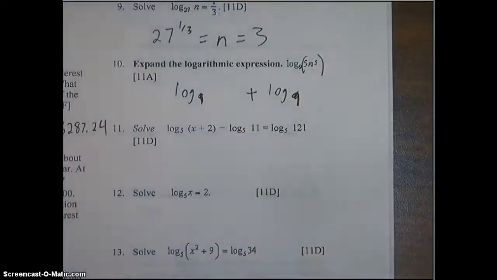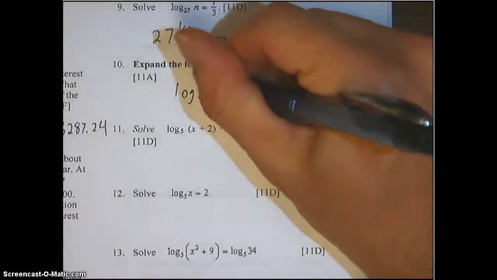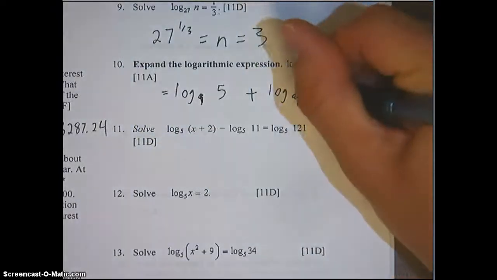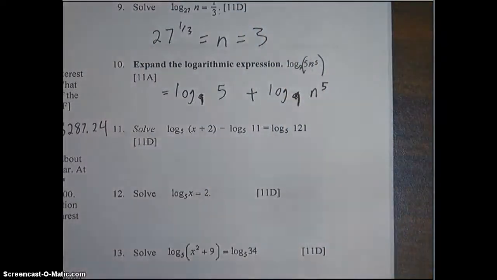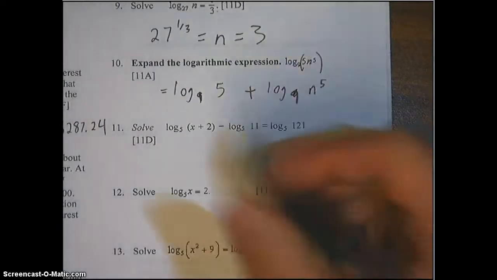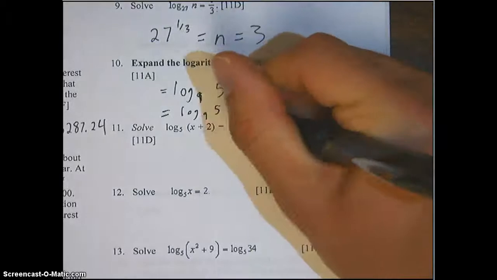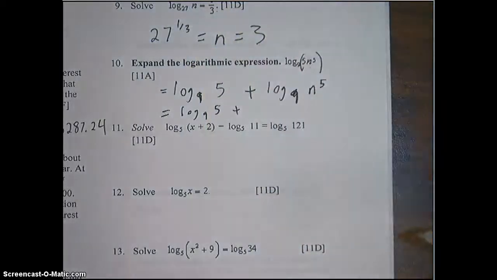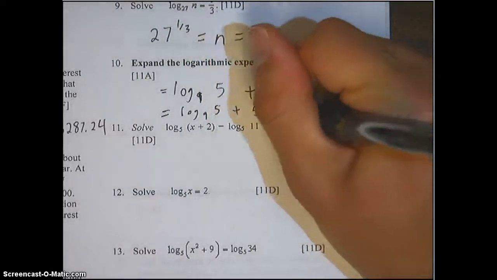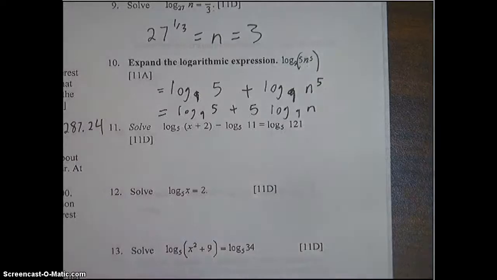And the question is, what goes into either logarithm? It's 5 times n to the 5th, so I'm going to put a 5 and an n to the 5th. And you might think you're done, but you're not, because we can simplify it further now. Since this is to the 5th power, I can move that 5 out front. So I've got log base 9 of 5, that didn't change, but now I'm going to get rid of that exponent there and move it up front: 5 log base 9 of n.